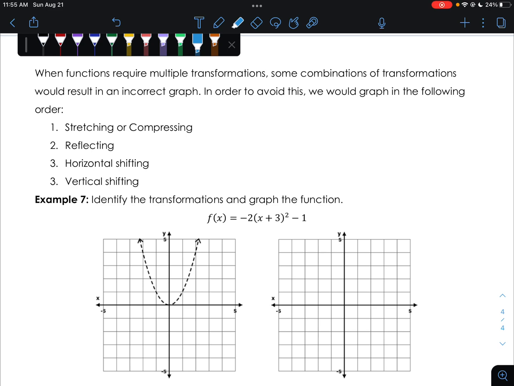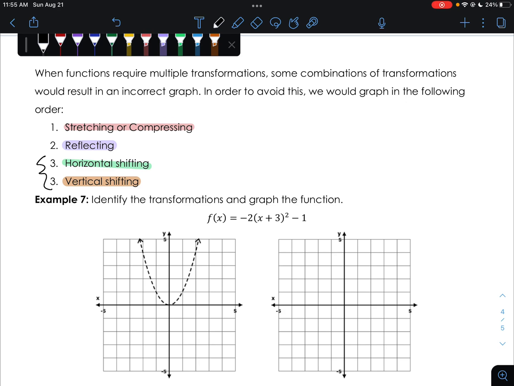Well, we need to make sure that we do these in the proper order so we avoid any error. So the order in which I suggest is starting with a stretch or compression first, whether it's vertical or horizontal, then go to reflecting, and then the next part kind of just depends on your preference. You can do a horizontal shift and then a vertical shift, or you could do vertical then horizontal. These can be done in the same step. This one, it doesn't matter, they are the same. Not the same, but it doesn't matter the order in which you do them in.